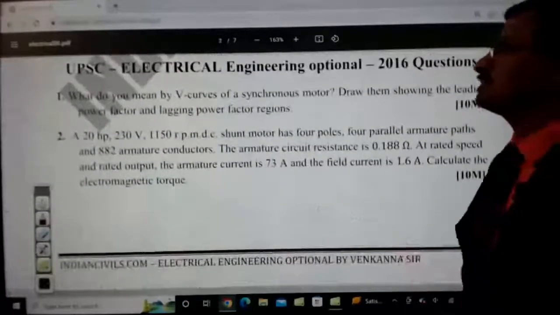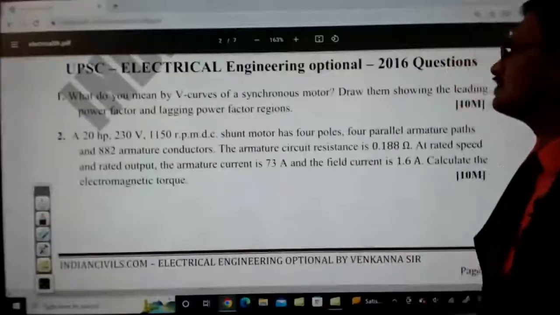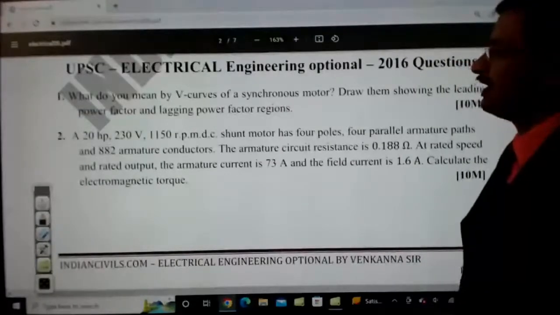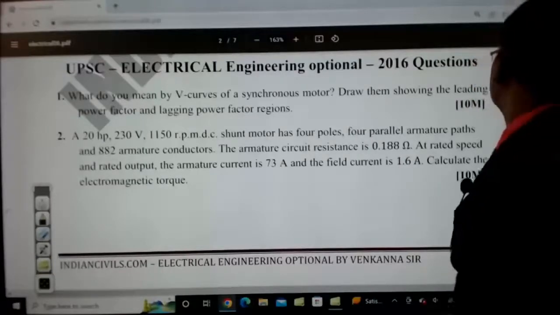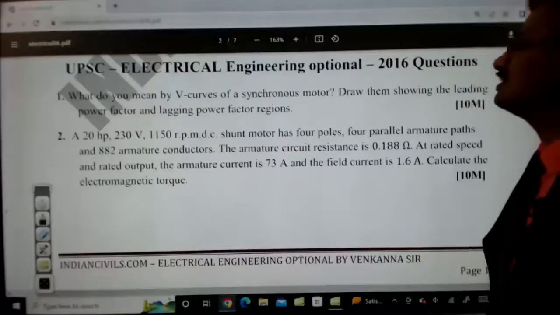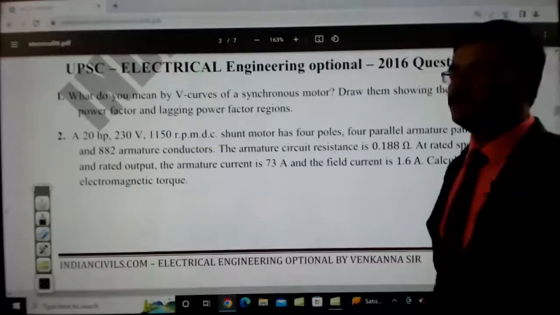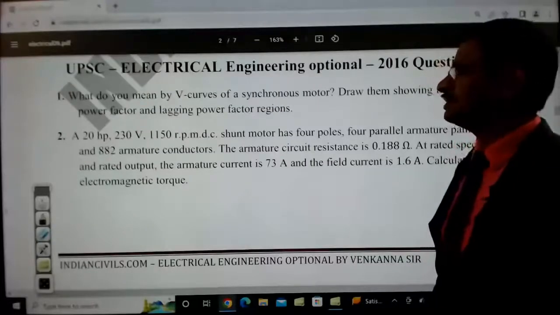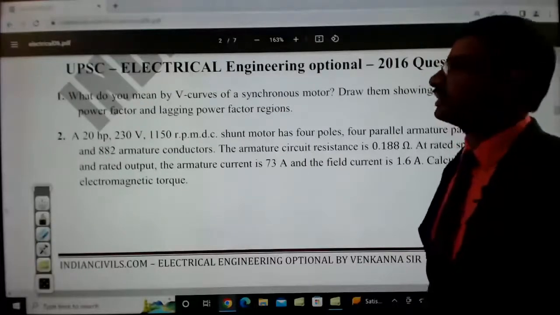So this is in 2016. What do you mean by V curves of a synchronous motor? Draw them showing the leading power factor and lagging power factor regions, right? So the V and inverted V curves are the characteristics of the synchronous machine, and that we will understand. This is a theoretical question and a very easy question, right?